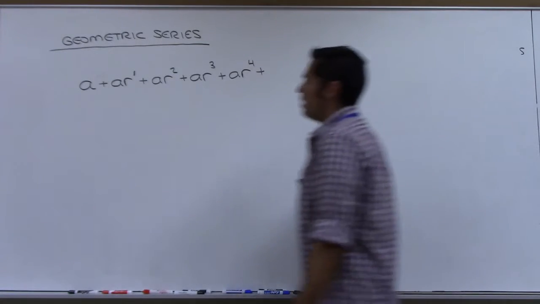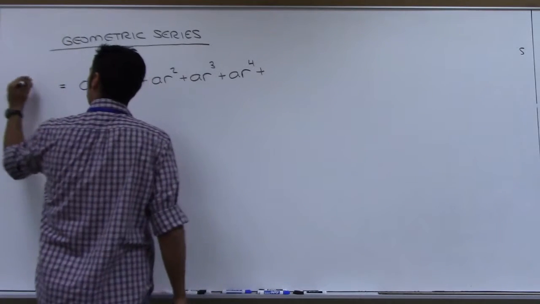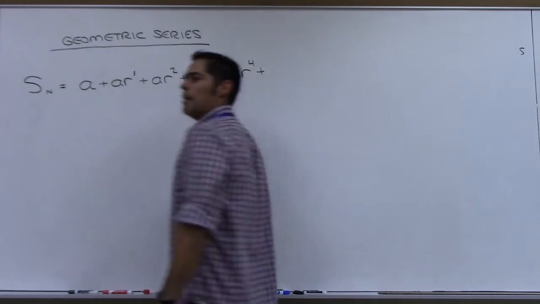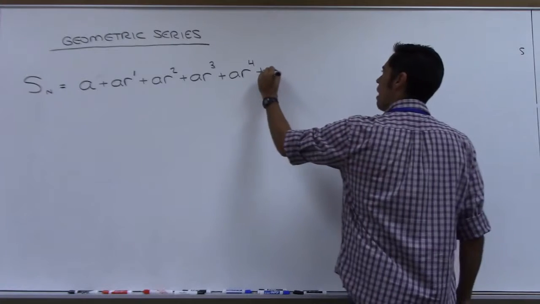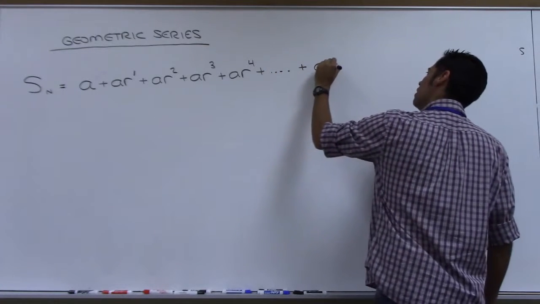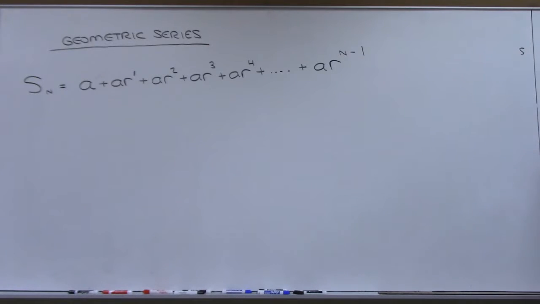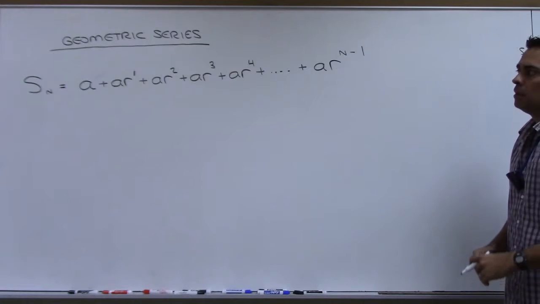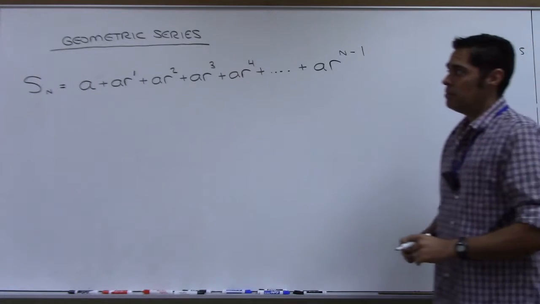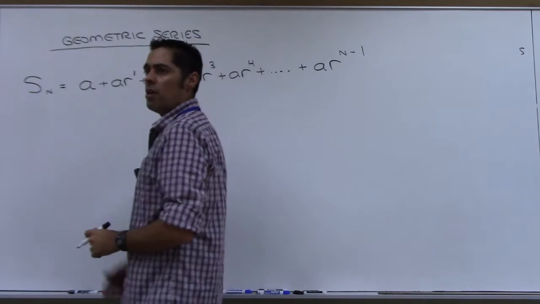So let's again write down what S sub n is. That's S sub n, right? And let's stop it out here at AR to the n minus 1, right? That's our nth partial sum. You'll hear that language? That's the nth partial sum. Now what I'd like to do is just multiply it times r.